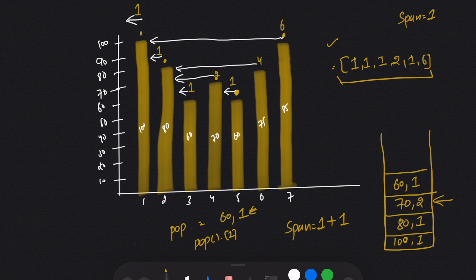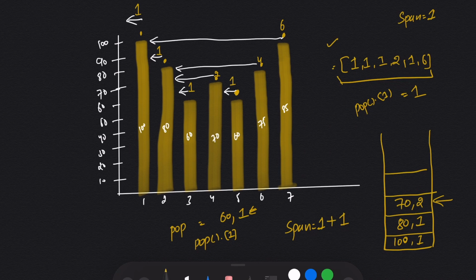Now I come to 75. Now again I will check whether previous day price is less than or equal to today's price or not. Yes, it is. Then again I will pop, and I will pop 1, which is equal to 1. So I will pop 60 and 1.